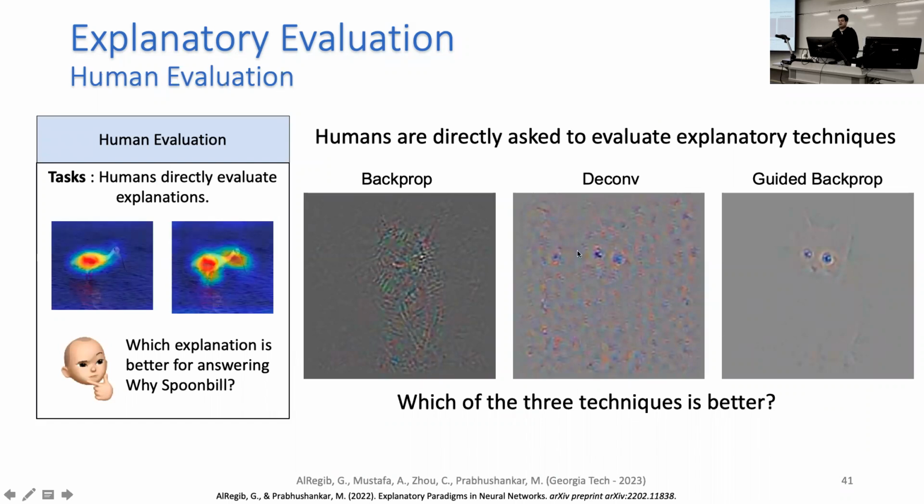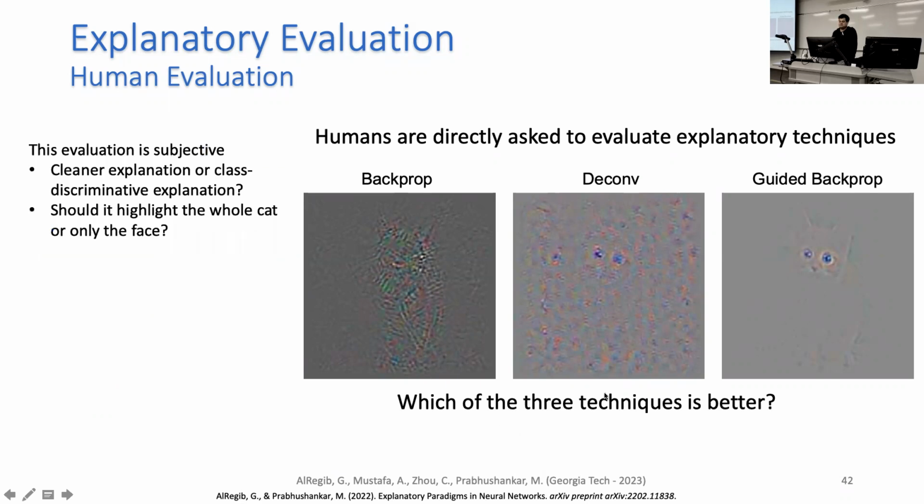Again, this is one slide that we had shown last time, which is humans are directly asked to evaluate explanatory techniques. And the question is, which of these three techniques is better? So you can look at the left-hand side, which is vanilla backpropagation. The middle one here is deconvolution backpropagation. And the last one is guided backpropagation. All three are answering the question of why cat. If you remember the image that we had last week, it was a small cat in the middle. And this is basically showing us the explanation for this particular cat. So you have these three things. And the question is, which of these three techniques is better?